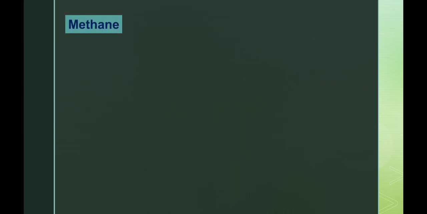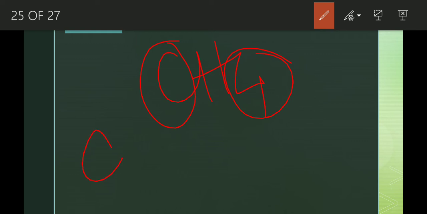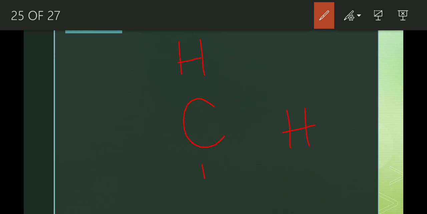Now the next example is of methane. The formula of methane is CH4. Here 1 carbon is present and 4 hydrogen is present. What is the electronic configuration of carbon? I have just now told you it's 2, 4. And hydrogen, it's 1. So there are 4 hydrogens. So similarly we will write 4 hydrogen and writing carbon in the middle of the 4 hydrogen.